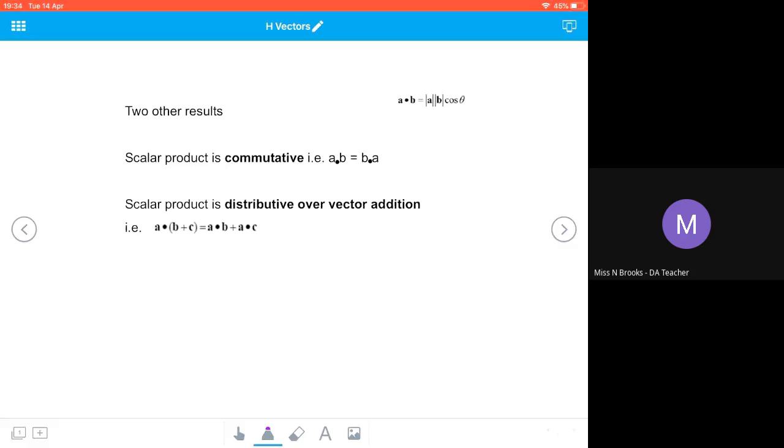You cannot just add the vectors B and C together and then work out the scalar product, because remember, the scalar product, the one that we're looking at the moment, is working with magnitudes.